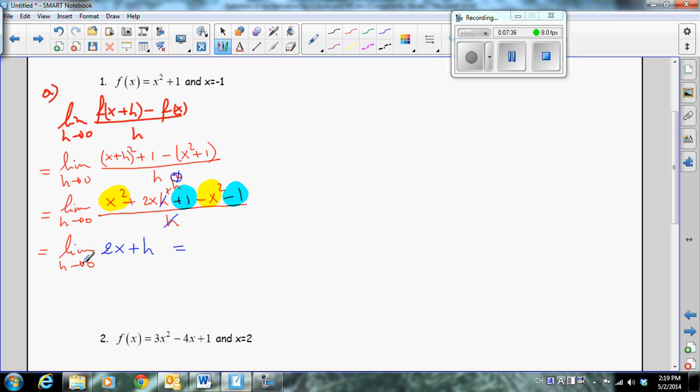And this limit as h approaches 0 is nothing other than 2x. So this is my final answer for A. Let's move on to B. For B here, I will plug in -1. We have it at x equals -1. Plugging -1 into the limit, that will be 2 times -1, which is -2.